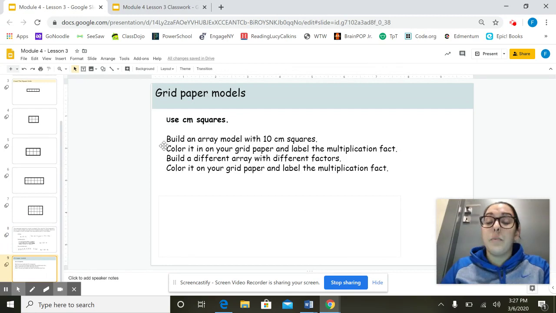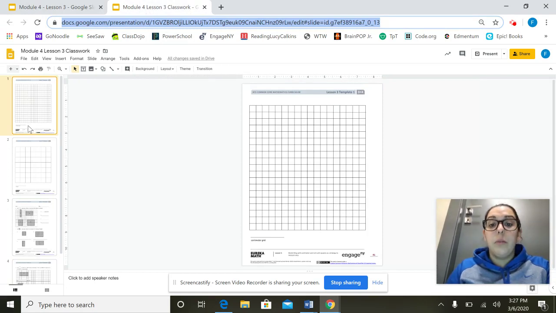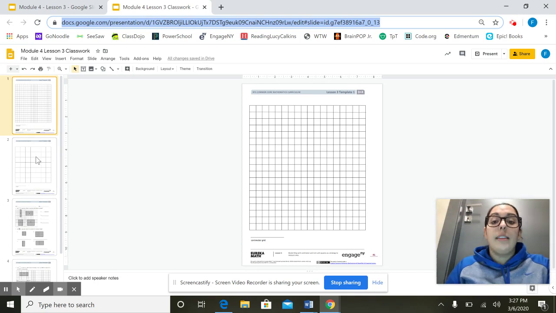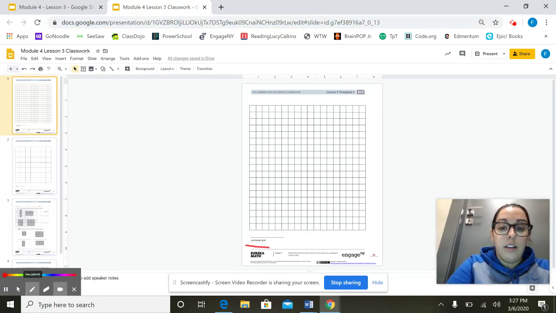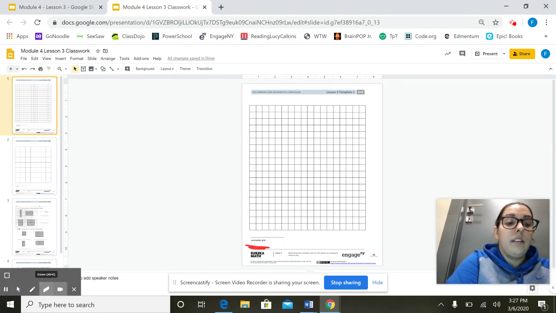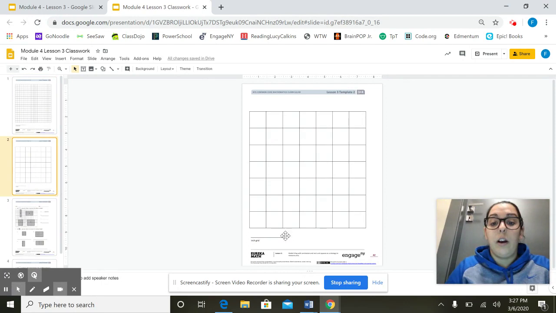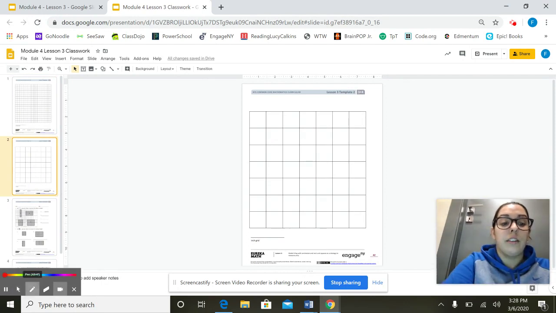Okay. This one you are going to need to get a piece of paper. All right, if you look in your Module 4 Lesson 3 classwork, you will see that there is a grid paper for you with a centimeter grid, and you can tell that it's centimeter grid because it says so right down here. All right. We've got that. We also have our inch grid, and you can tell that as well because it says right down there.